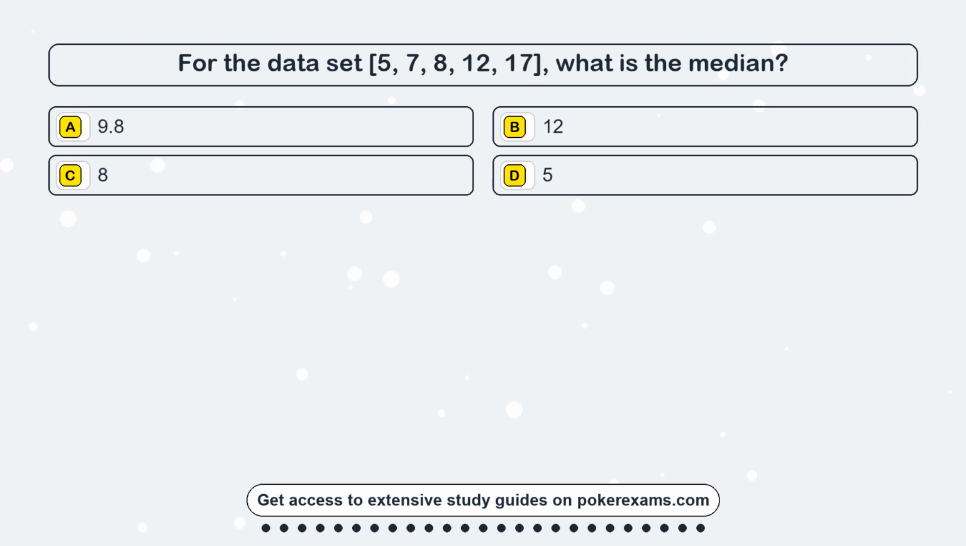Question 19. For the data set 5, 7, 8, 12, 17, what is the median? Option A 9.8. Option B 12. Option C 8. Option D 5.